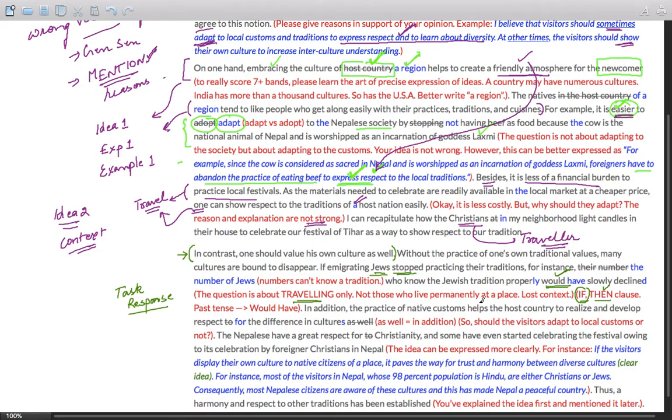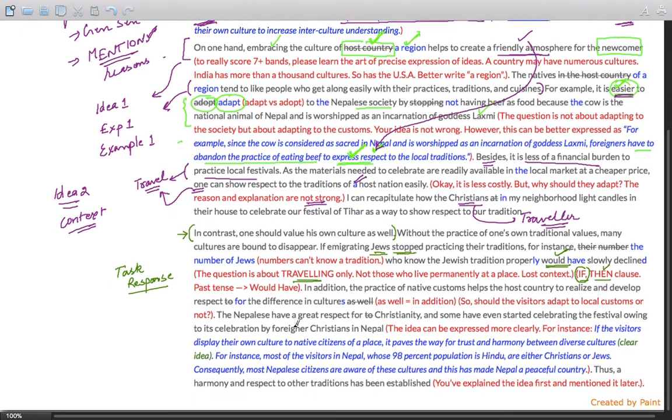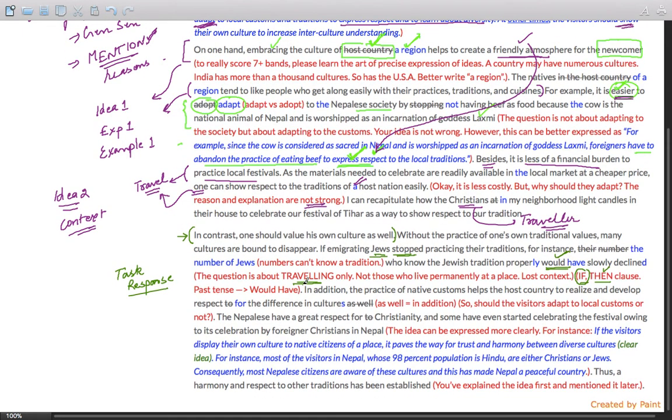The lack of task response continues in the next idea as well. So this is the next idea. In addition, the practice of native customs helps the host country to realize and develop respect for difference in cultures. Okay, it is fine. However, I cannot see the role of visitors. So, should visitors adapt to local cultures or not? There is no mentioning of the travelers or visitors, and this somehow compromises the task response here as well.